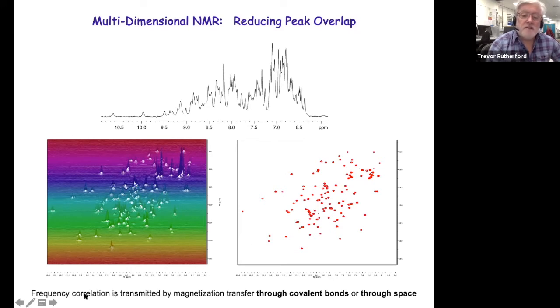This correlation, the transfer going from N15 to proton, is something that can be done either through space or through covalent bonds, depending on how you design the experiment. And unfortunately, in an introductory lecture, that's beyond the scope of what we can bring in as to how it works. We just have to accept for the moment, we can generate these 2-dimensional maps in which we're spreading out these peaks so that we can resolve individual sites.